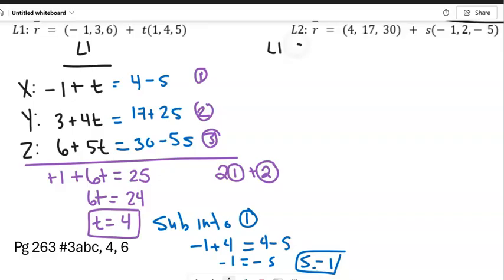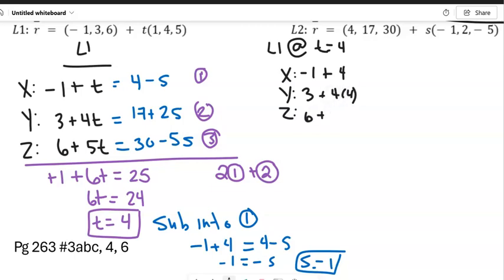So line 1 at t equals 4. So negative 1 plus 4. 3 plus 4 times 4. 6 plus 4 times 5. My x-coordinate is 3, my y-coordinate is 19, and my z-coordinate is 26.